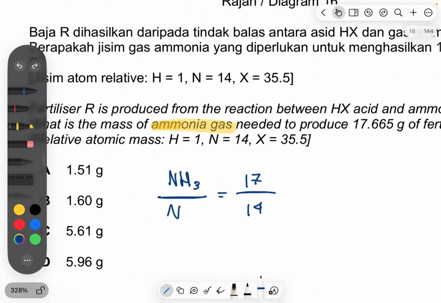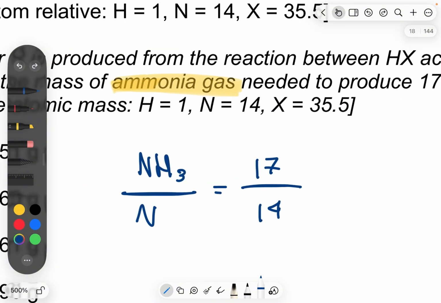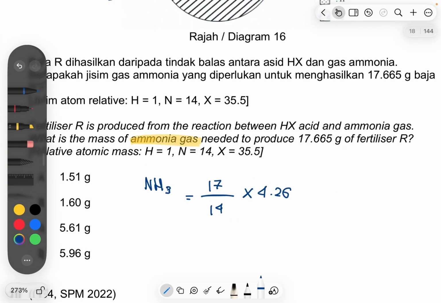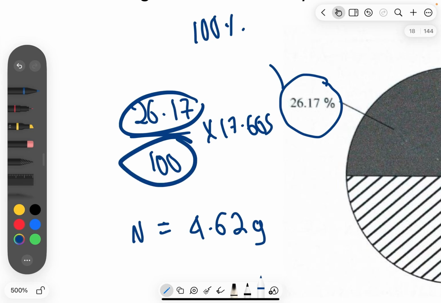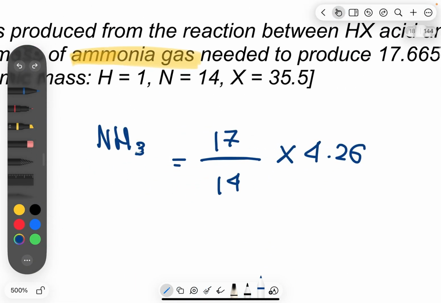Okay, now that that's clear, why do I do this? It's the same thing like how we learn about ratios. So if I take this 17 over 14 and I times with the mass of nitrogen, I would get the mass of ammonia. It's the same thing like how I took this over 100, which is a total composition, and I times it with the mass of the fertilizer.